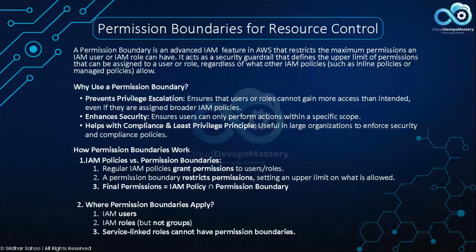So between this permission boundary and the IAM policy, whichever is common between these two will be considered the final permissions. That is how a permission boundary works. Anyway, it will be clear when I do the hands-on. So this is the concept of the permission boundary. Okay.